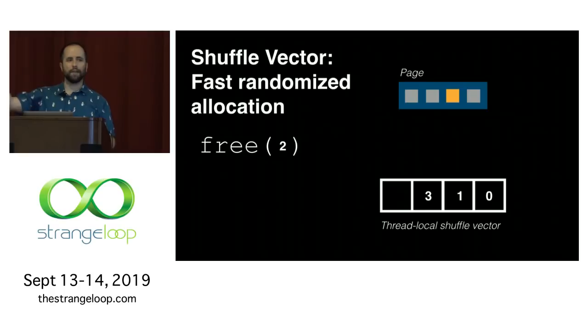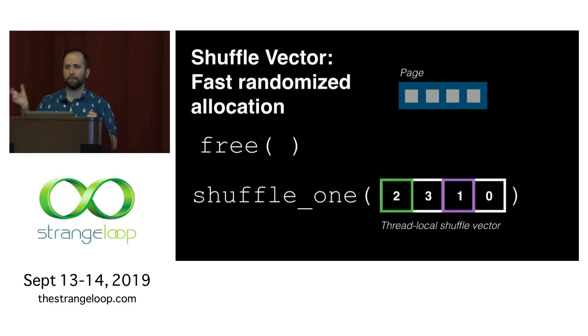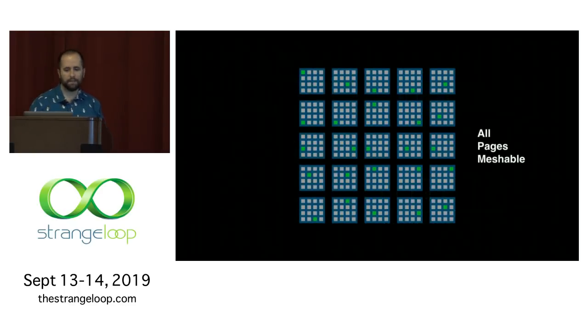When a program frees this address in the future, we just do the inverse of that math to get an offset from the pointer, stick it on the front of this list, and call shuffle 1. This is a single iteration of the Fisher-Yates shuffle that just randomly swaps what we've added with an item in the list. And this ensures that if we end up in low occupancy situations, we can always apply, with high probability, this meshing technique to recover from fragmentation.